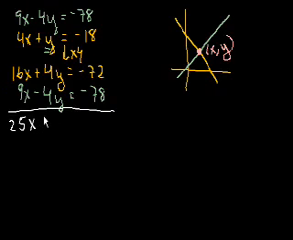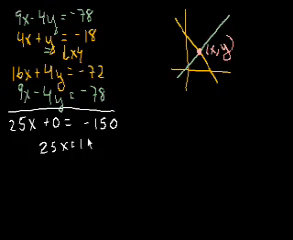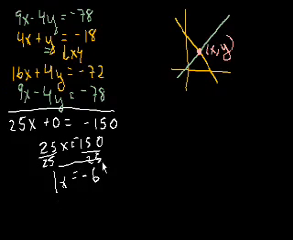4y minus 4y, that just equals 0, so that's plus 0, equals, and then we have minus 72 minus 78. So that's minus 150, right? We're just adding them all together. So we have 25x equals minus 150. Well, we could just divide both sides by 25, or multiply both sides by 1 over 25. It's the same thing. And you get x equals minus 6. There we solved the x coordinate.